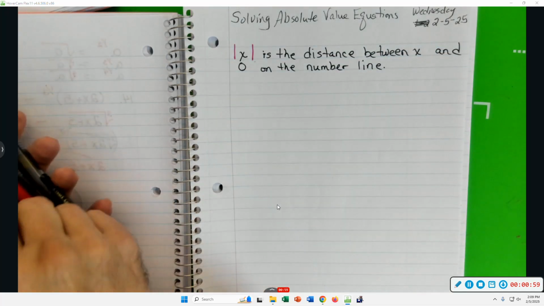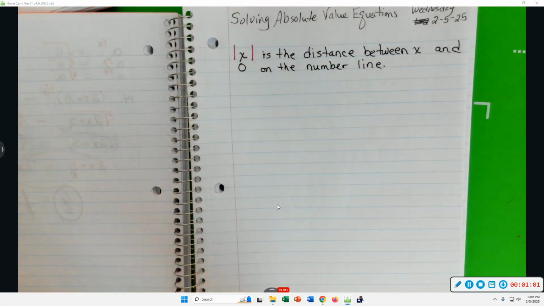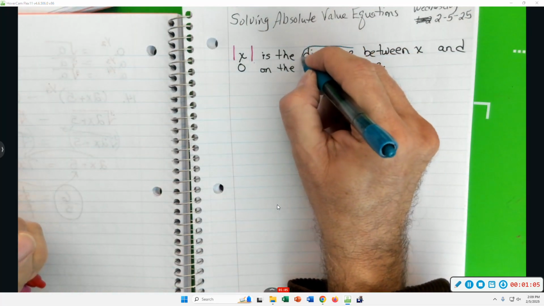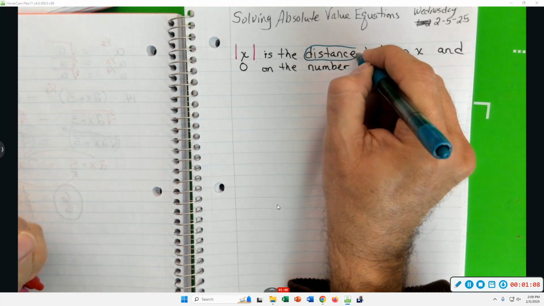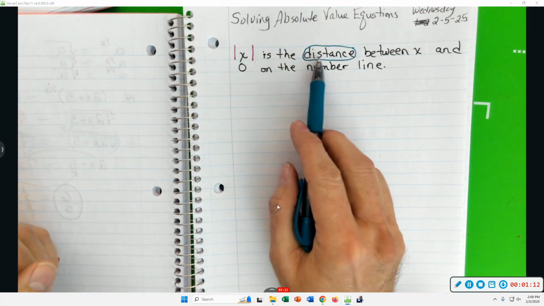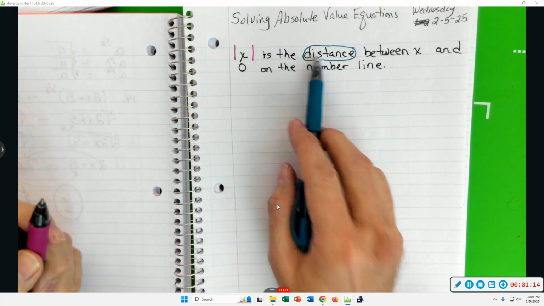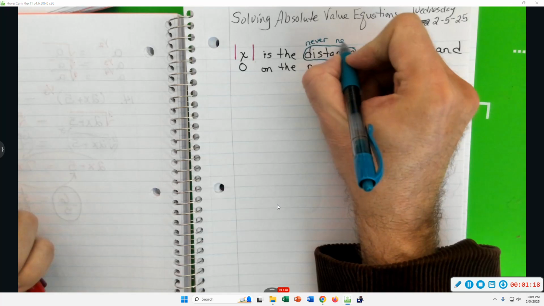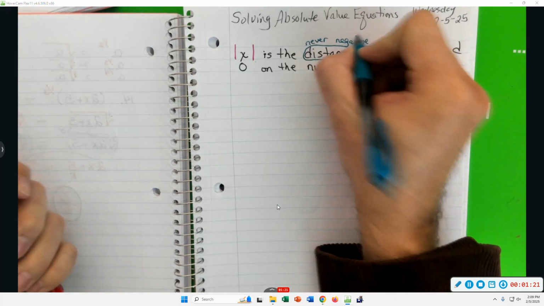The fact that I'm using the word distance sort of lends us to think that it can never be negative. Distance cannot be negative. That does not make sense. Distance is never negative. Okay.